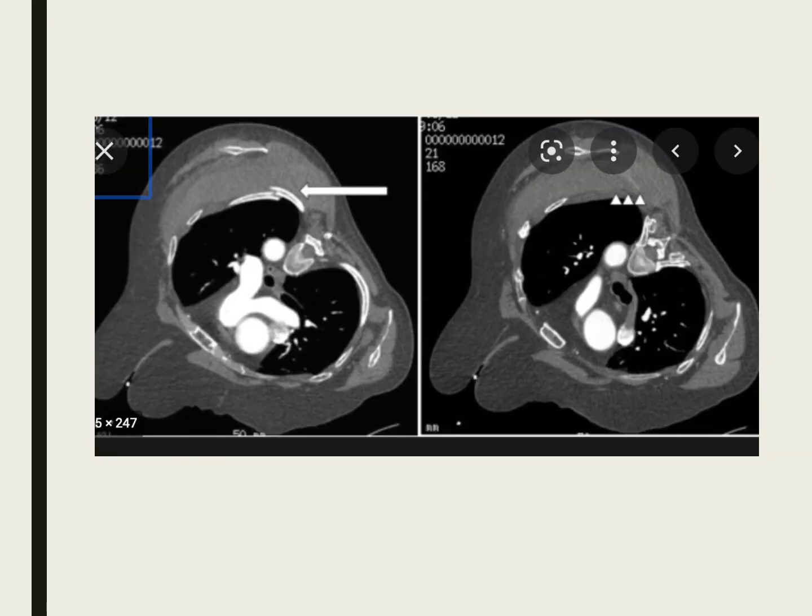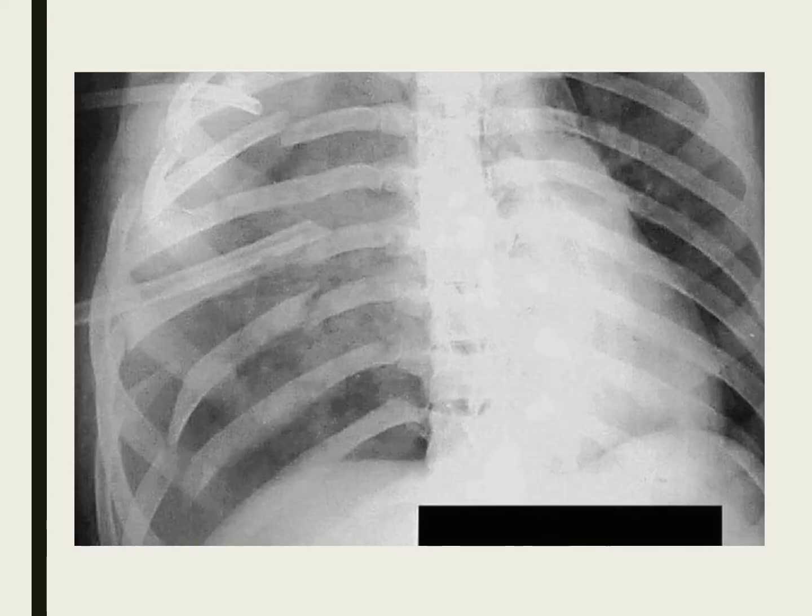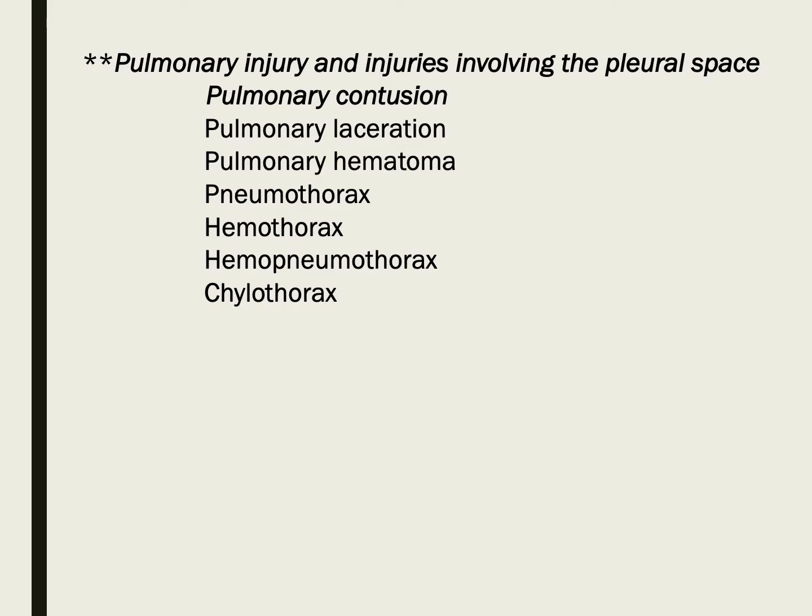This is a scan showing fractured ribs, and as you can see, there is a muscular hematoma. And this is a chest X-ray showing multiple fractured ribs. Lung injuries, or injuries to the pleural space, might result in pulmonary contusions or pulmonary lacerations or hematomas, pneumothorax, hemopneumothorax, or chylothorax.